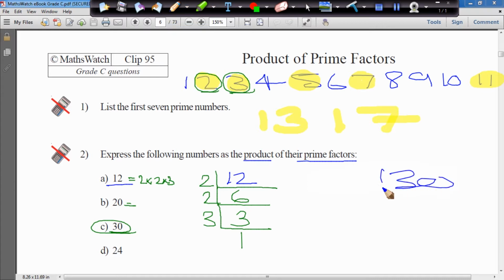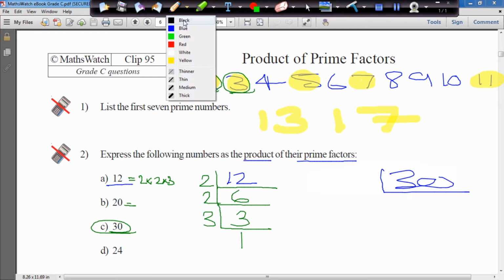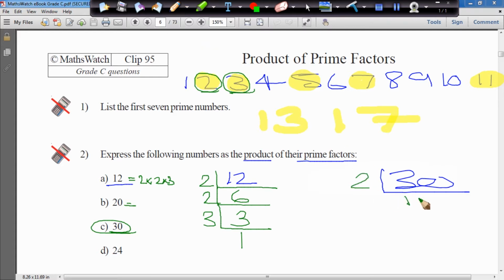Now we're going to split 30 into a product of prime factors. Okay, let's divide it by, first of all, 2. That'll give us 15. Now 15 won't divide by 2 anymore, but it will divide by 3. 15 divided by 3 is 5. 5 won't divide by 3, but it will divide by 5. So the factors of 30 are going to be right over here.